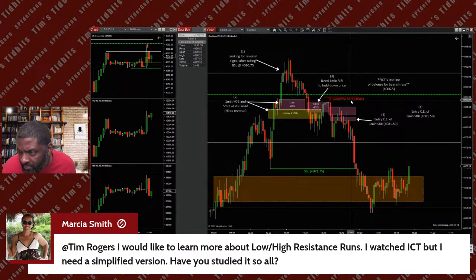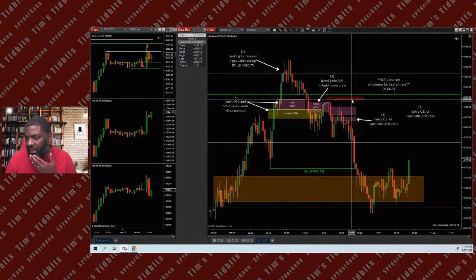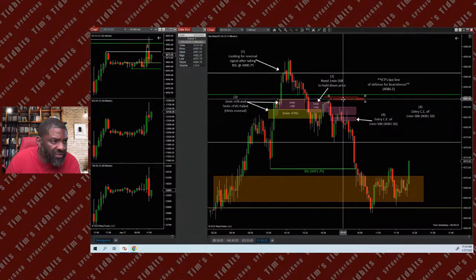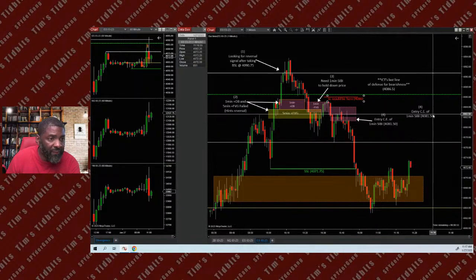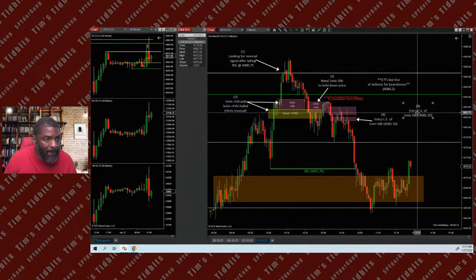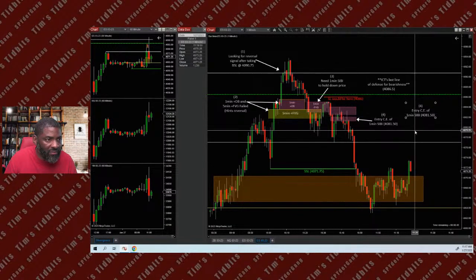I would like to learn more about low and horizontal. I watched ICT but need a simplified version. Have you studied it also? Oh yeah, I'll break that down real quick as soon as I finish journaling this right here. The way I look at it is pretty simple, I think.